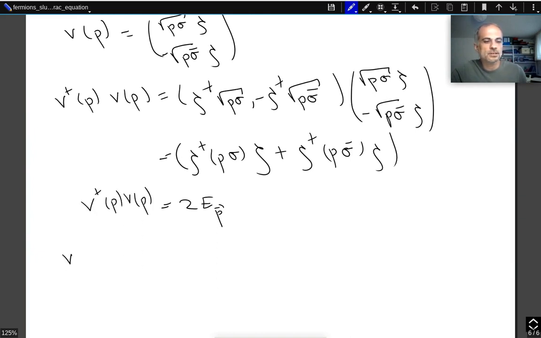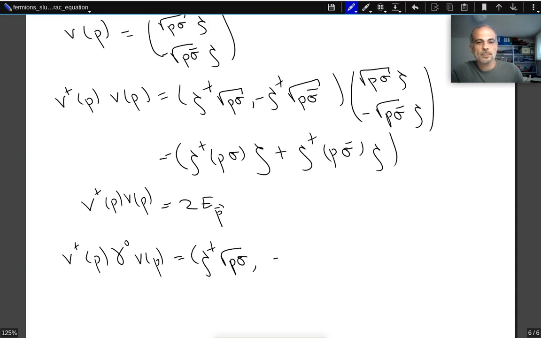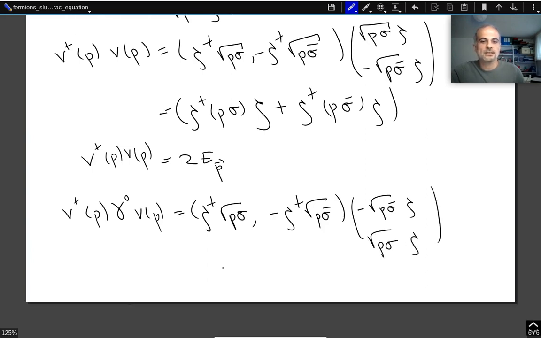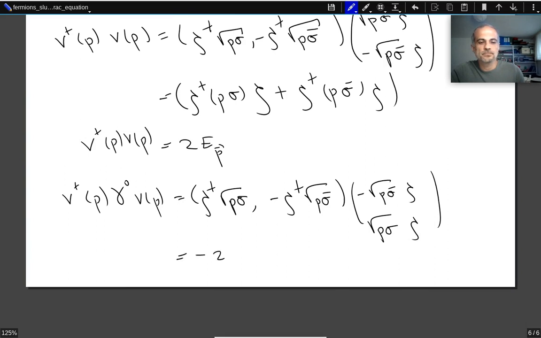Well, we can also calculate V dagger P gamma 0 V of P. What this will do is gamma 0 just exchanges these two parts of the four-dimensional spinor. So this is equal to psi dagger P sigma psi minus psi dagger P sigma bar psi, so this just becomes minus 2m. And as before, this is defined as V bar of P, V of P.